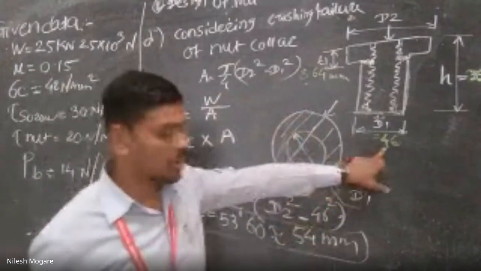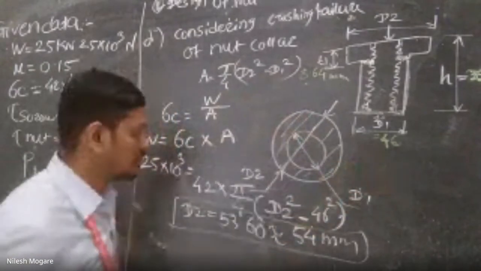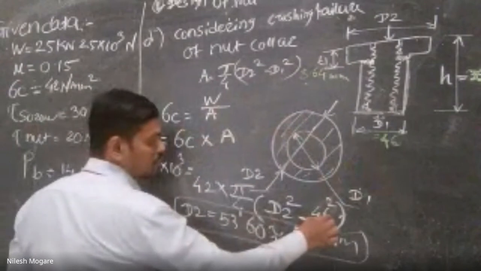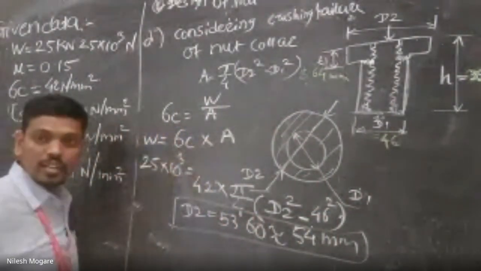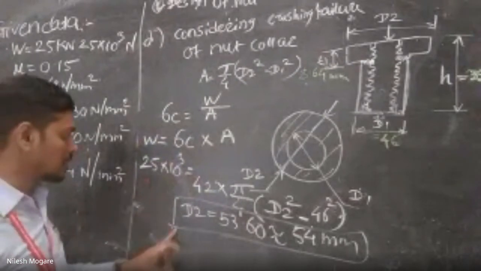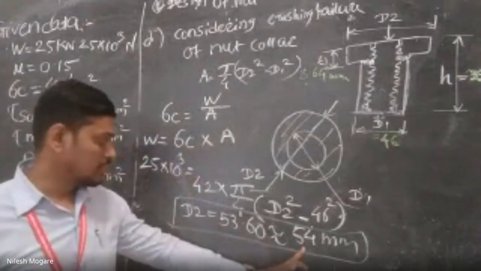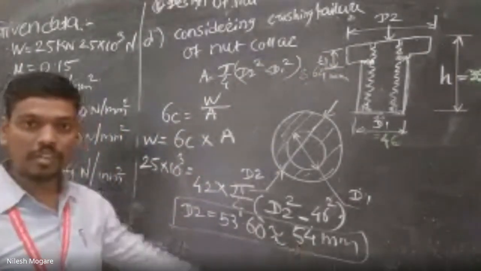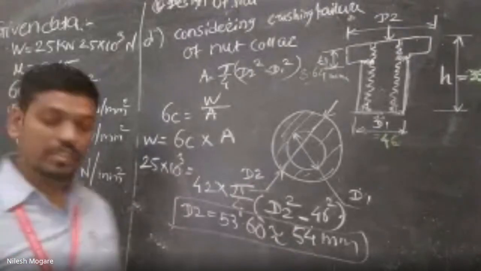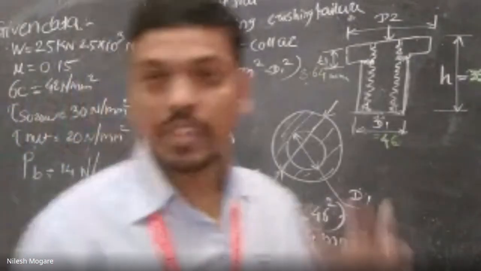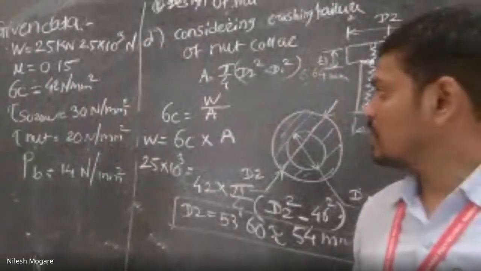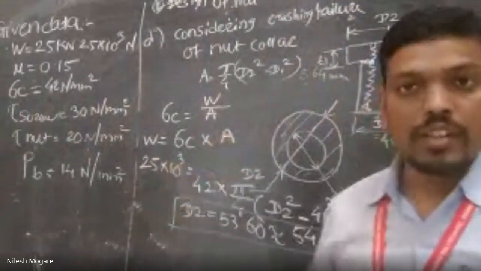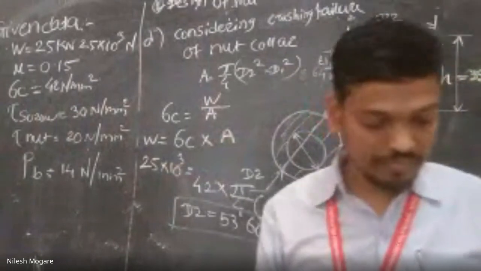The value of d1 we found out is 46. So put the value of d1 as 46, sigma c as 42, W as 25 into 10 raised to 3. We get the value of d2, and it is nothing but 53.60, we say 54 mm. So this is the complete solution of our first numerical, which is based on design of power screw.